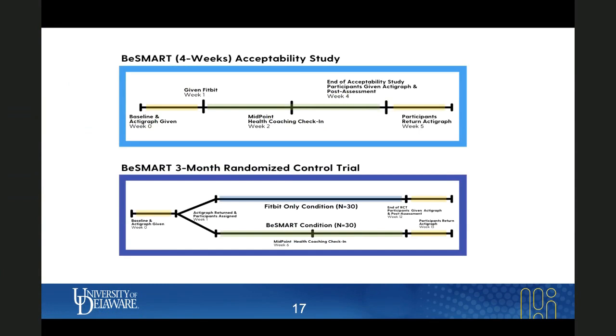We'll be split into 2 groups, the control group and the intervention group. The control group is only with Fitbit, they get no interventions, and the BSmart condition gets the intervention. So we're currently running the randomized trial.